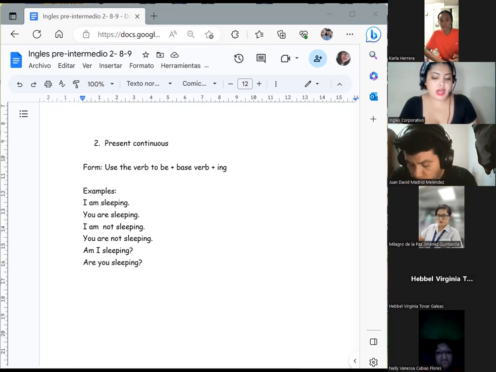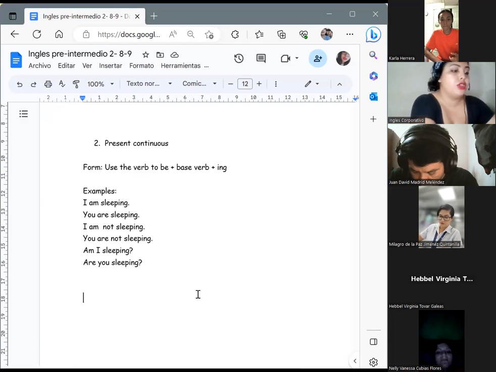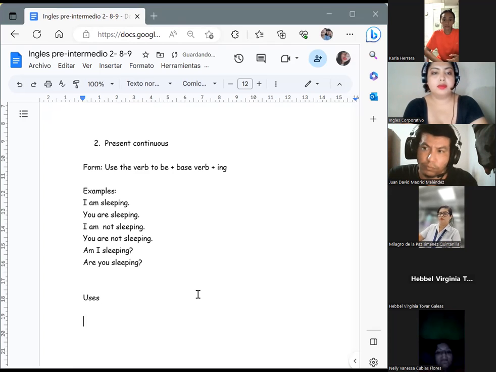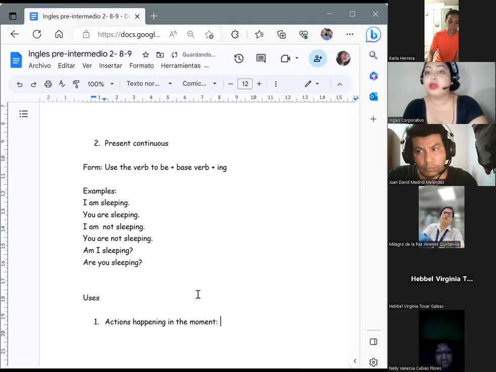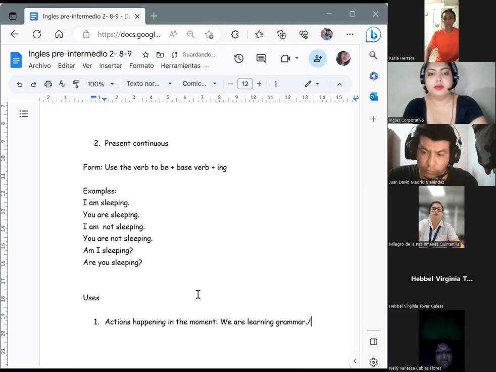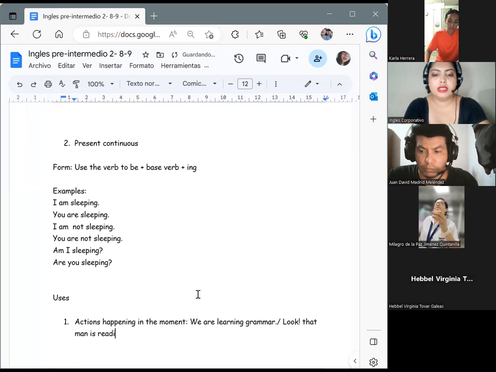Okay, in this case, we have just four. And we are going to see the examples that we have for these four uses that we can give to this structure. In the first one, we have actions happening in the moment. Actions happening in the moment. And we have the following examples. We are learning grammar. Another example: look, that man is reading a book.